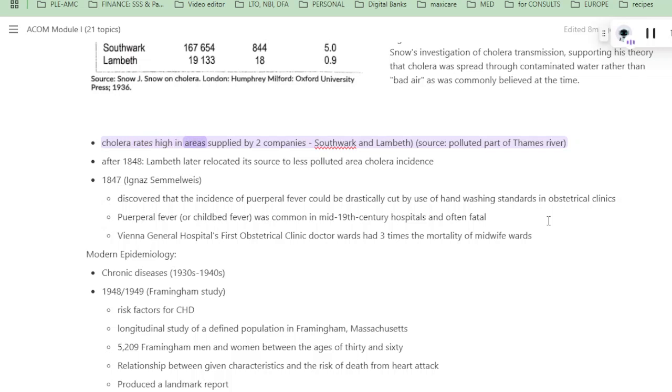Cholera rates were high in areas supplied by 2 companies, Southwark and Lambeth. Source: polluted part of the Thames River. After 1848, Lambeth later relocated its source to a less polluted area. Cholera incidence.